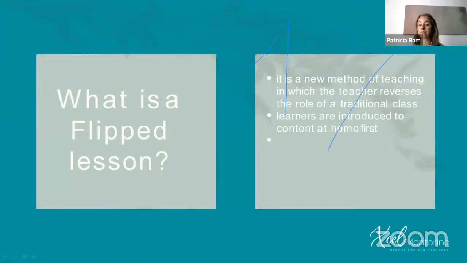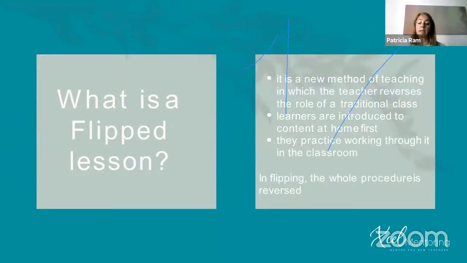It's a new method of teaching in which the teacher reverses the role of the traditional class. So learners are introduced to content at home first, okay? Remember that in the traditional model, first of all, the learners go to the classroom, and then all the learning happens there, and then learners have homework. Now it is the other way around. Learners see the content at home first, okay? And they practice working through it in the classroom.